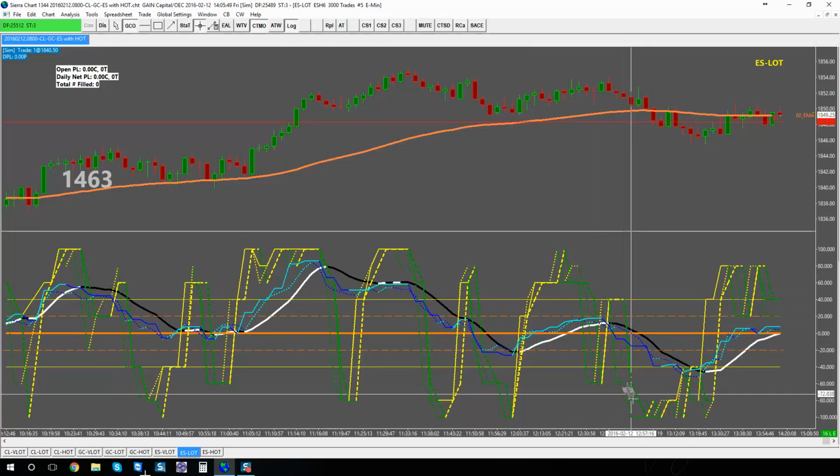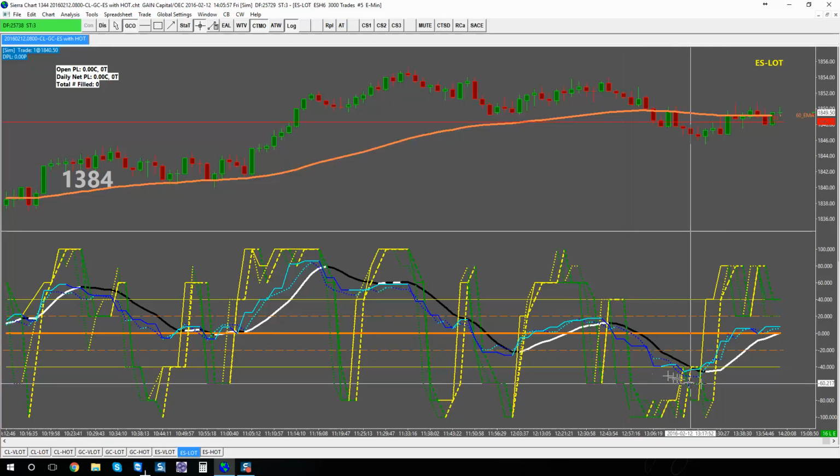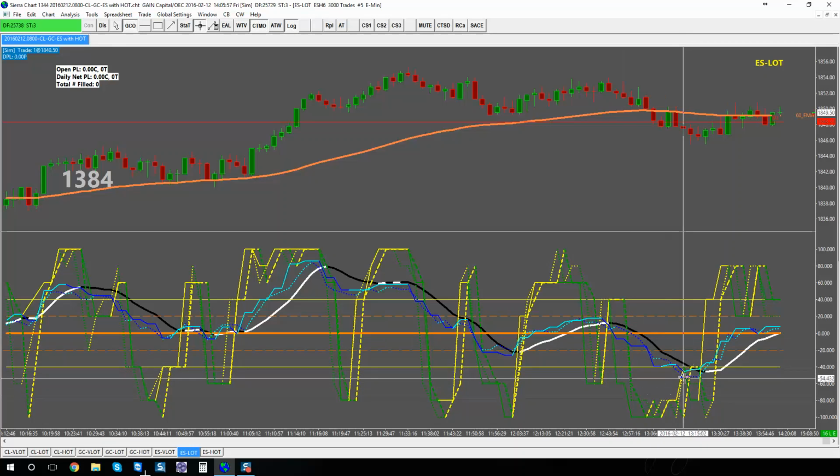Yes, we could have taken this one for a short. You've got your chairback signature, the blues are in the right place, and we would have gotten out when the blues and the Aroons meet. Right there, we're out of it.